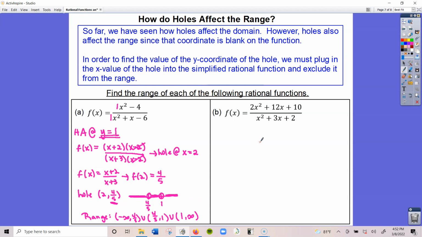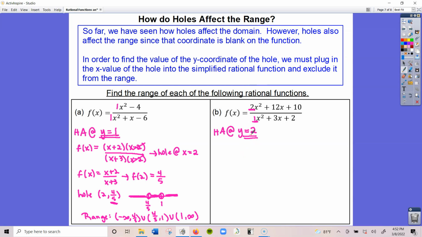Let's try that with this one here. We have 2x squared plus 12x plus 10 over x squared plus 3x plus 2. Let's first find the horizontal asymptote. So I know at least one of my values that I need to exclude from my range. The degree of the numerator is the same as the degree of the denominator. Therefore, my horizontal asymptote is when I take those coefficients and divide them. 2 divided by 1 is 2. So this is one of my excluded values.